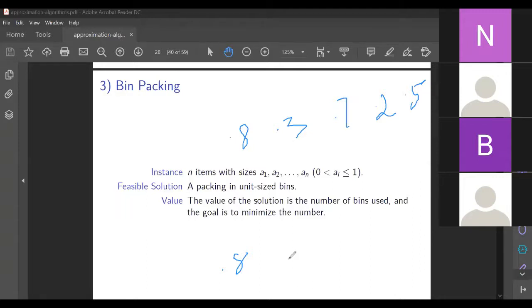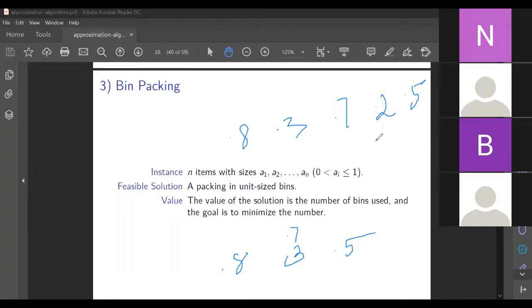Okay, so let me put 0.3 in the second bin. Now what do I do? Shall I put the next one, 0.7, there? Yes, ma'am. And then the third bin will contain 0.5. Is this the solution you can think of, or can it be done some other way? So here I need 3 bins.